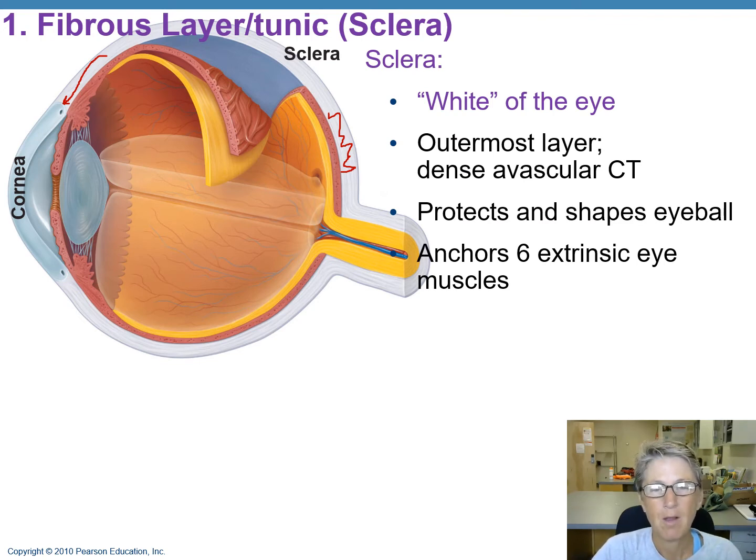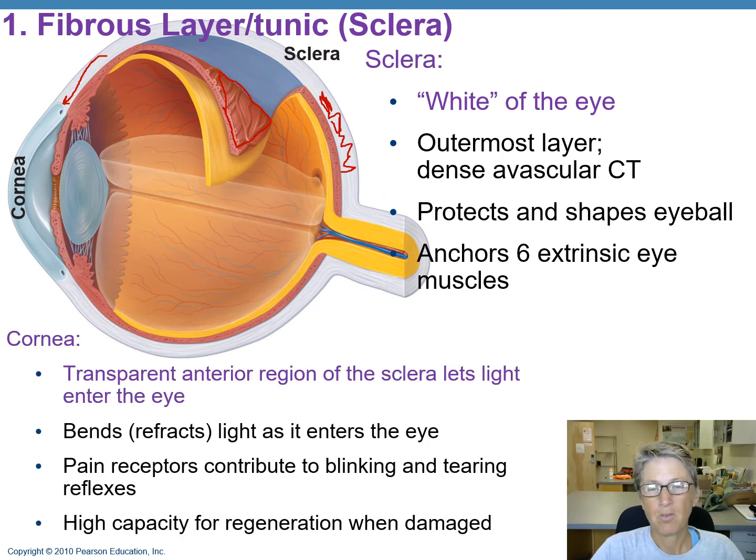It's the outermost layer of the eyeball, and it's a dense avascular connective tissue. So that means that within the sclera there are no blood vessels. However, there's cells that live in there and they need oxygen and glucose, and the sclera is right next to this piece that we'll talk about in a minute called the choroid, and that has a lot of blood vessels, and oxygen and glucose can diffuse to the cells in the sclera. Sclera protects the eyeball, shapes the eyeball, and it also anchors those 6 extrinsic eye muscles. The cornea is the transparent anterior region of the sclera.